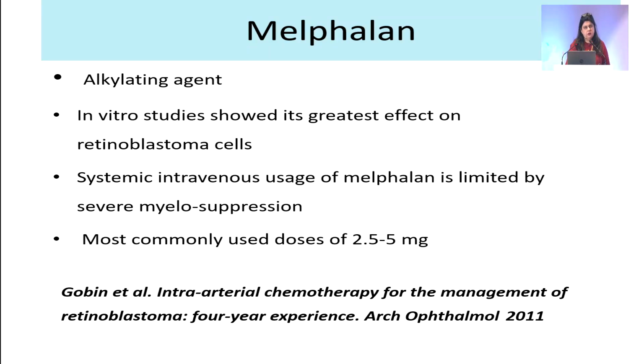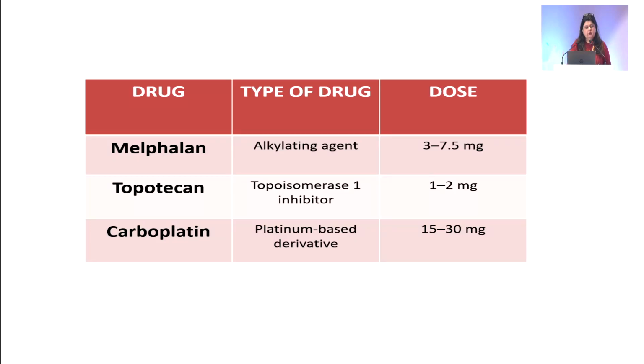Now, why do we use melphalan? We use melphalan because in vitro studies have shown its greatest effect on retinoblastoma cells, and systemic intravenous use of melphalan is limited by severe myelosuppression, so we can't use it through the systemic route. Now, apart from melphalan, other drugs have also been used. These include topotecan and carboplatin, but most of them are added when there is no response to single drug melphalan. In those situations, if you're using multiple sessions of IAC, we can top it up with topotecan and carboplatin.